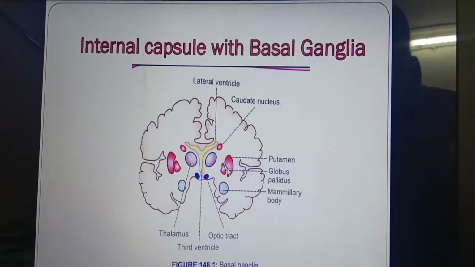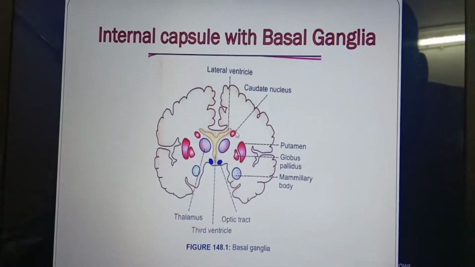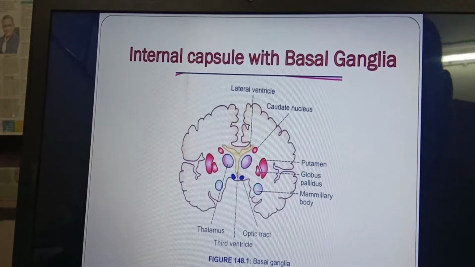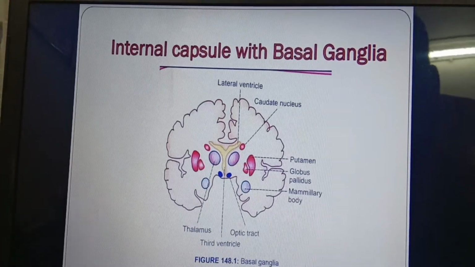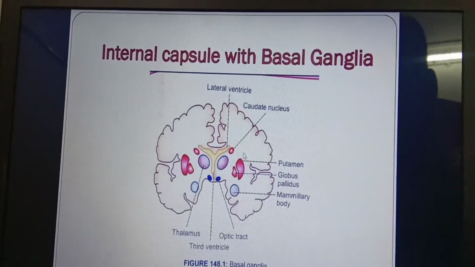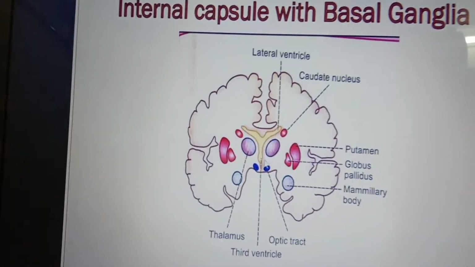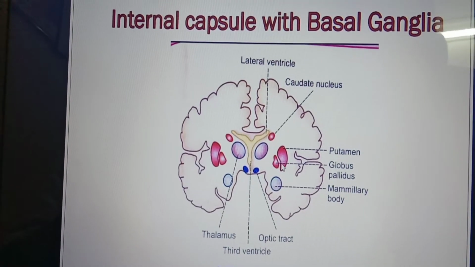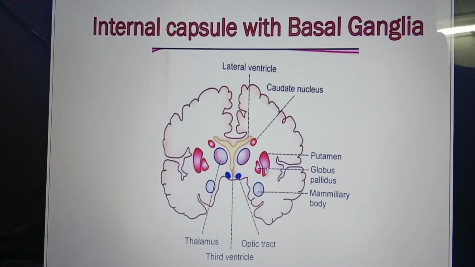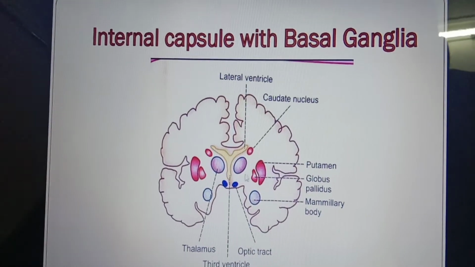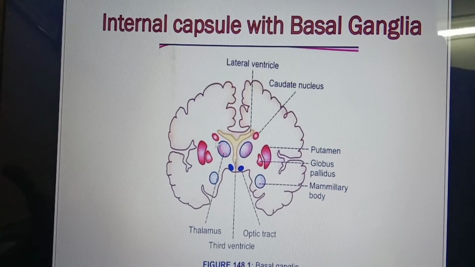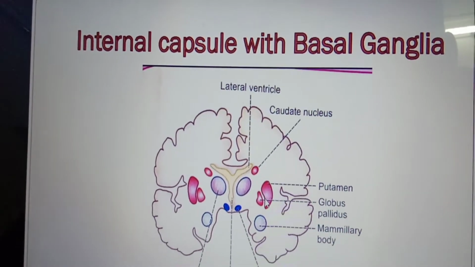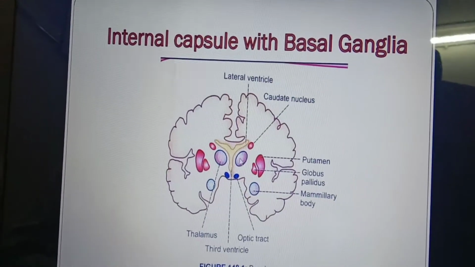Now the next question comes: what are the basal ganglia? The basal ganglia are paired masses of gray matter present in the white matter of the cerebrum. These are present on the right side as well as the left side. The putamen and globus pallidus together form the lenticular nucleus, which is present on both sides. In the same way, the caudate nucleus is present on both sides. That's why they are called paired masses of gray matter present in white matter. And this is the thalamus, which all of you know very well.